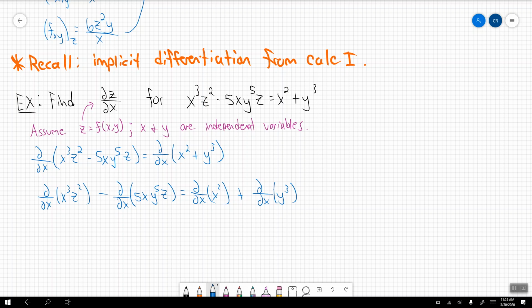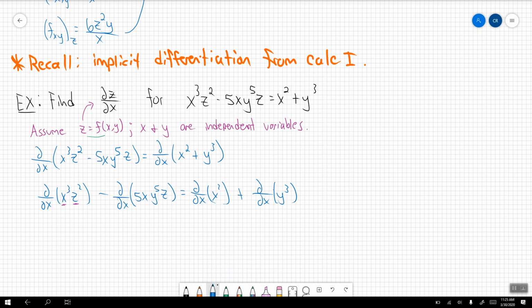The first term on the left-hand side, again, be very careful that we have a z and we have an x. And remember, z contains the variable x by our assumption up here. So we have to use a product rule here. So let's use a product rule.